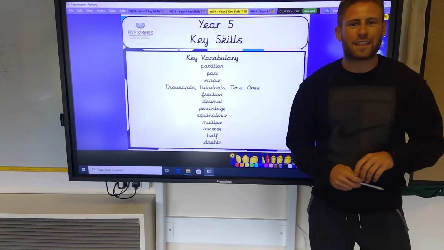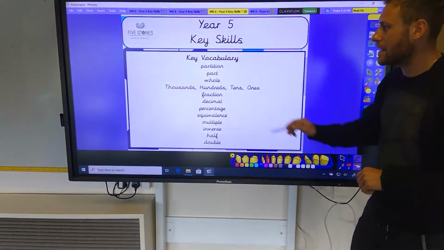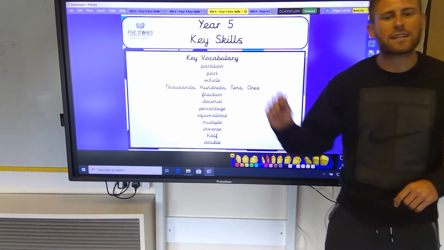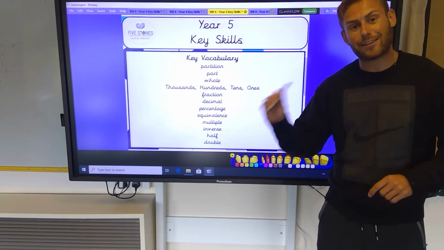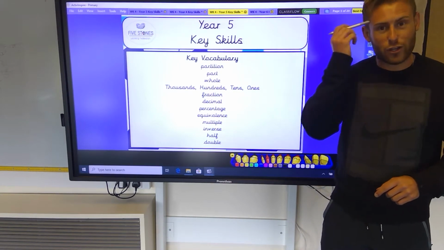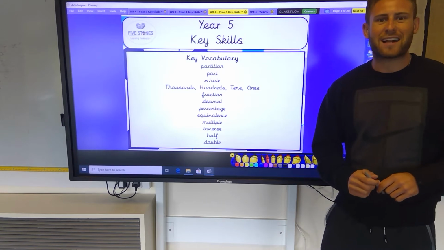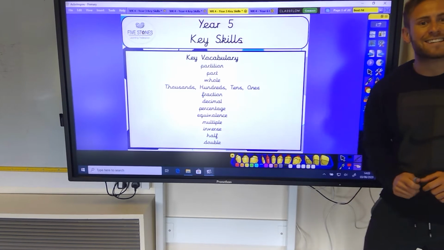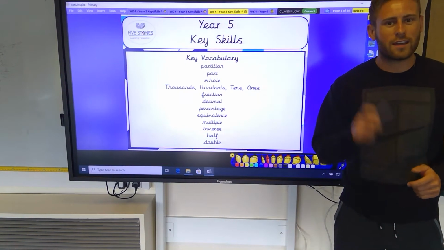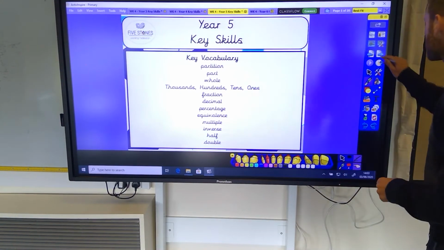So continuing that place value. Using this key vocabulary to support your explanations to show the person next to you that you know what you're talking about and you really understand this maths that we are going to be practicing today. Okay, you ready? Let's get going.